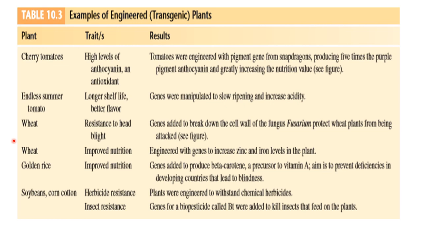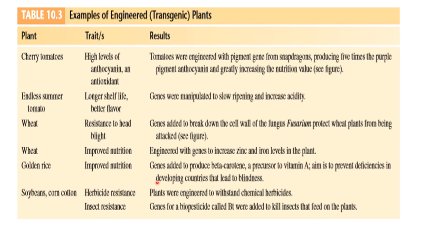Wheat resistance to head blight, that is gene added to break down the cell wall of the fungus Fusarium, protecting the wheat plants from being attacked. Wheat improved nutrition, engineered with the gene to increase the zinc and the iron level in plants. Golden rice improved nutrition, gene added to produce beta carotene, a precursor to vitamin A, aims to prevent deficiency in the developing countries that leads to blindness.